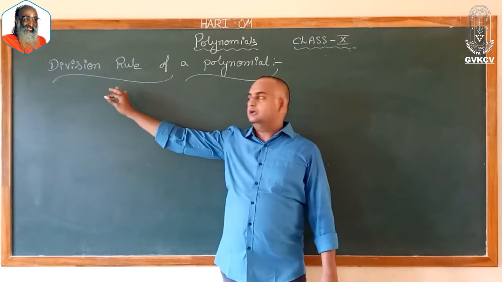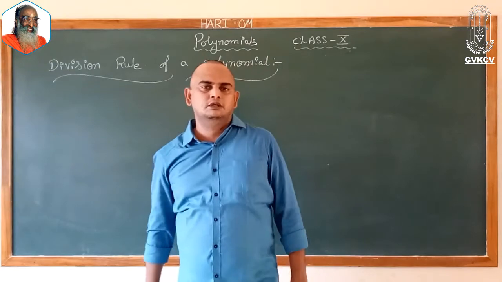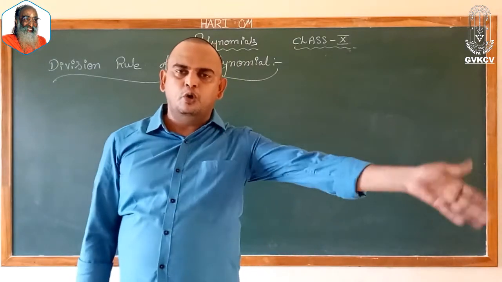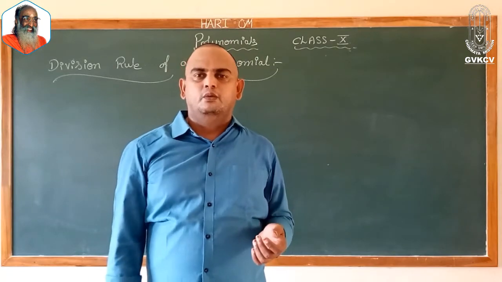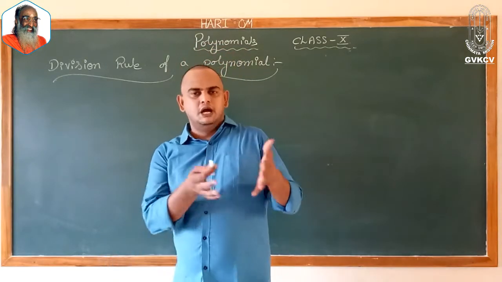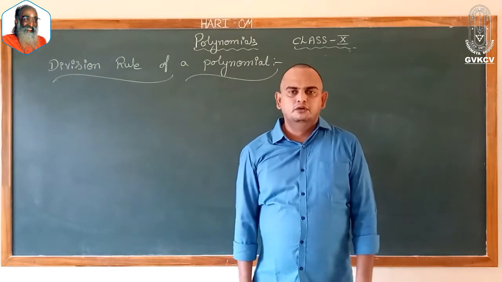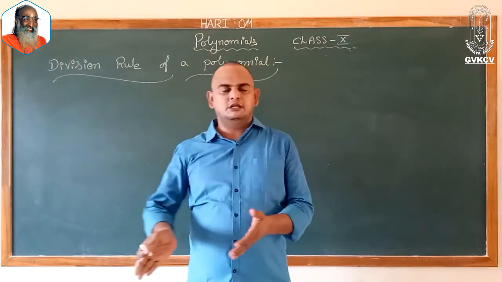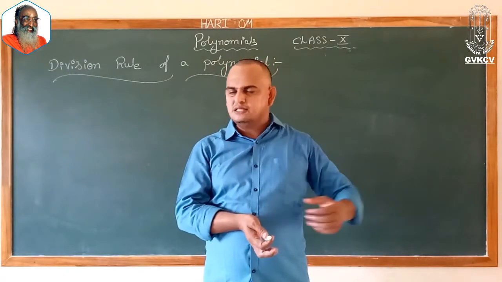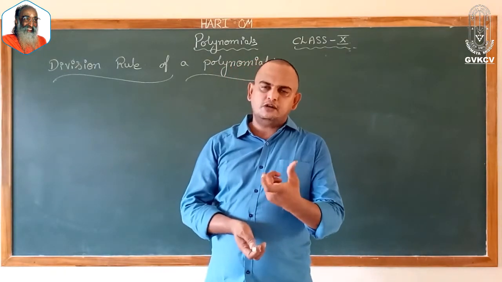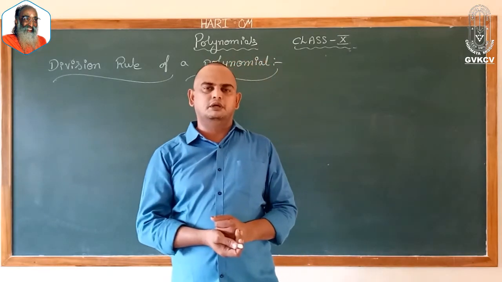Now the concept is the division rule of polynomials. We know how to add, subtract and multiply. We have four fundamental operations: addition, subtraction, multiplication and division. How to add, subtract and multiply polynomials is all very easy for us. Now the last operation which we have is division of a polynomial.